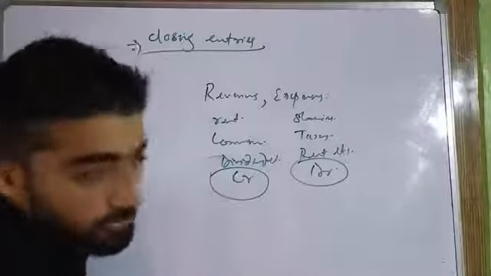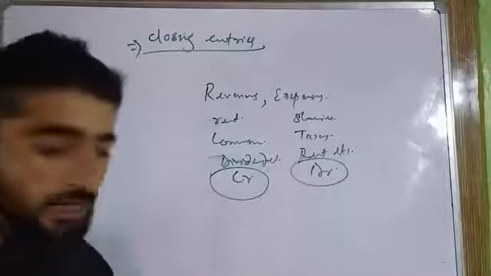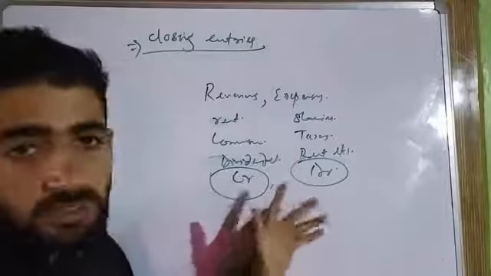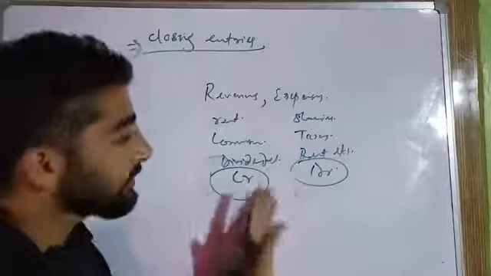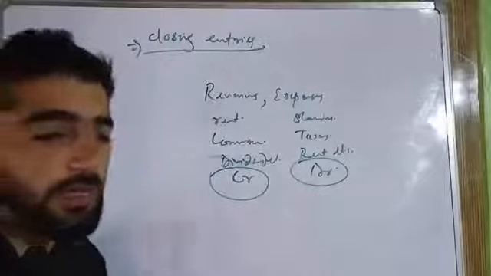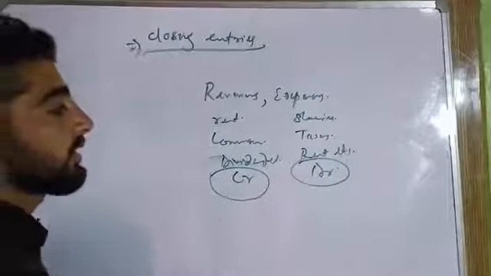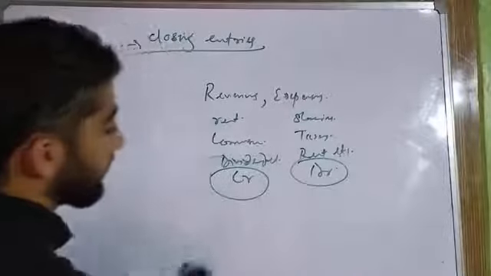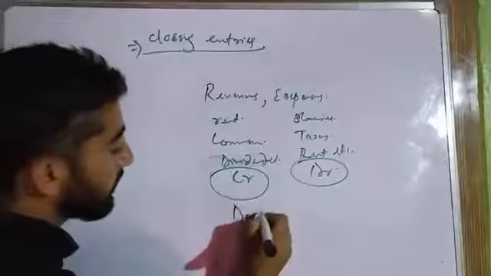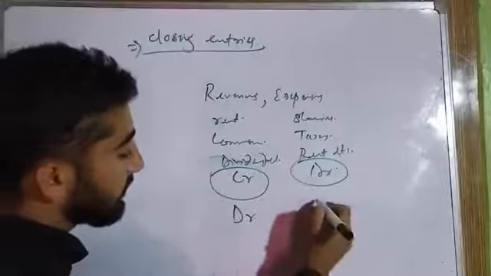Now at the time of closing these revenue and expense accounts and transferring the balances of these accounts to trading and profit and loss account, we give the opposite to these accounts. We give debit to revenue accounts and credit to expense accounts.